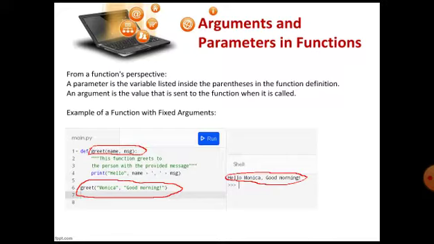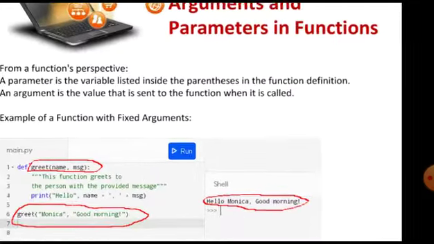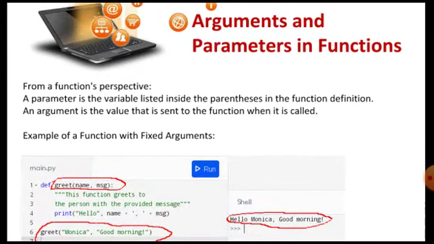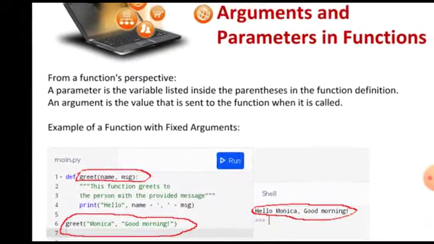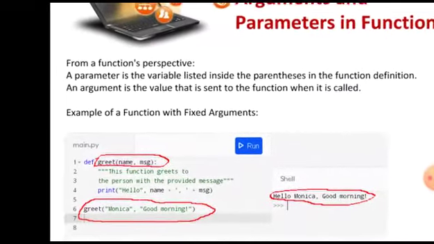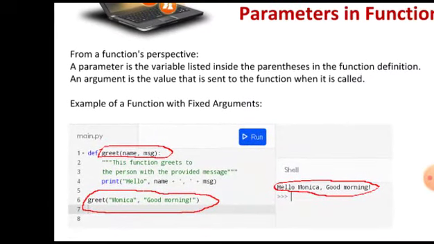What is a parameter? A parameter is the variable listed inside the parenthesis in the function definition. You can see here, this is the function definition. This greet is a function here, which I have encircled in red color. Name and message are two variables which are listed inside the parenthesis in the function definition.